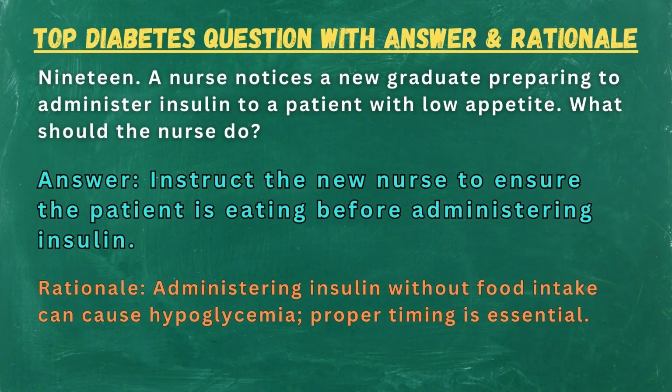19. A nurse notices a new graduate preparing to administer insulin to a patient with low appetite. What should the nurse do? Answer. Instruct the new nurse to ensure the patient is eating before administering insulin. Rationale. Administering insulin without food intake can cause hypoglycemia. Proper timing is essential.